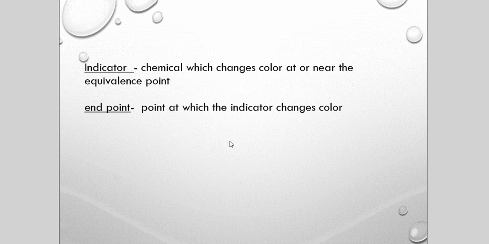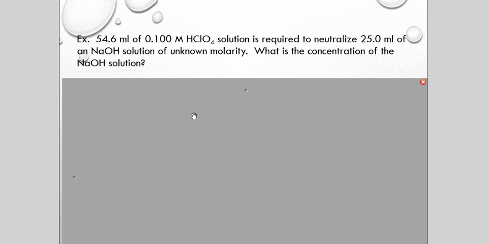We can use a chemical indicator of color that will change color at or near the stoichiometric point, and the point at which that indicator changes color is called the endpoint. The endpoint refers only to the indicator's color change. The equivalence point refers to the point at which your acid and base, or your things being titrated, react perfectly in quantity.